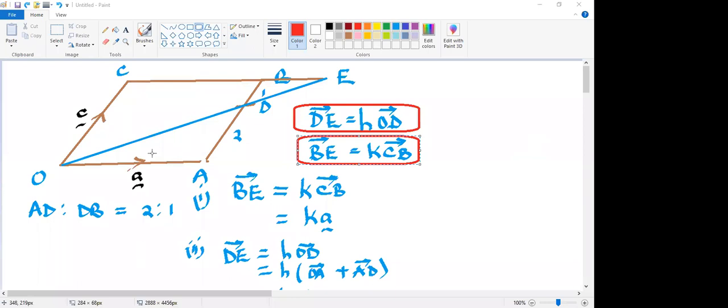Musa, are you there? Yes. Okay, from that expression, which is DE equaling H times OD, we can also say that DE is the same as DB plus BE. Then we get DB.